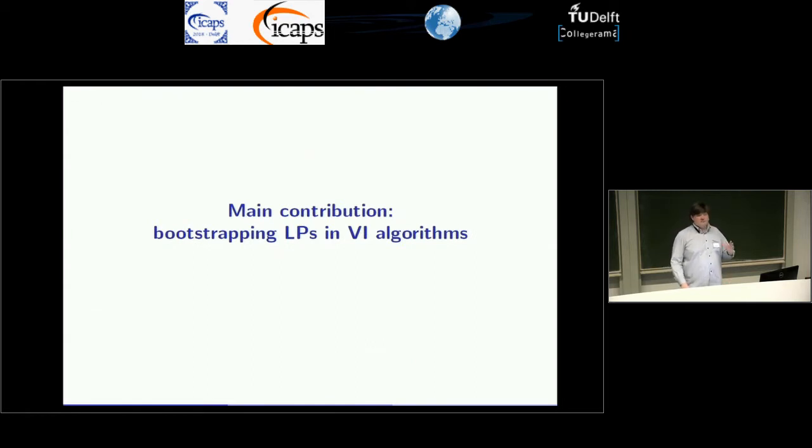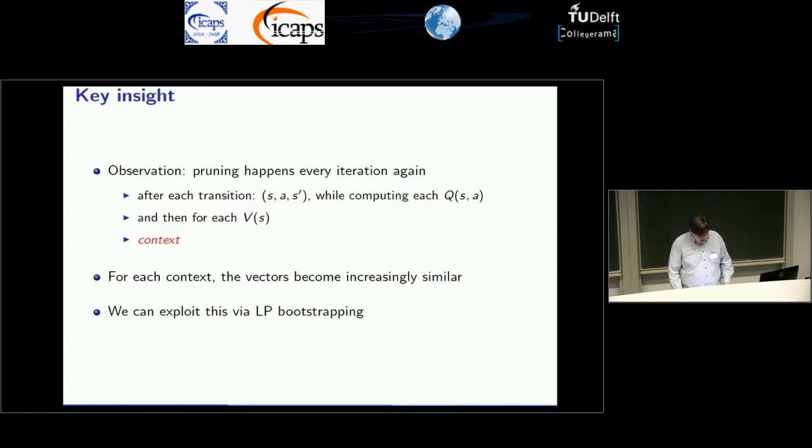Okay, so now I've gotten through all the background, so now let's go to our main contribution. How then do we exploit these different LPs that we've already computed in previous iterations? So we start with the observation that this pruning happens every iteration again. So every full Bellman backup, we compute a bunch of these pruning operators. We do this after every transition, while computing every Q(s,a) value, and then when computing every V(s) function.